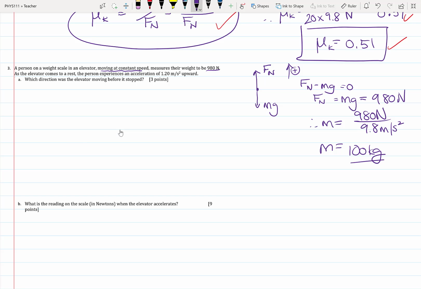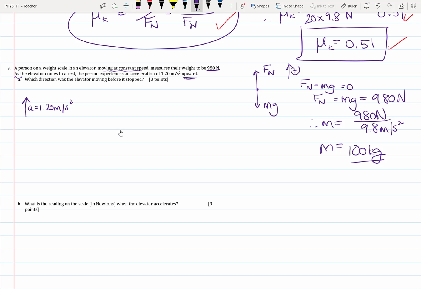Now I can move to the second part of the question. As the elevator comes to a rest, okay, so the elevator comes to a stop, the person experiences an acceleration of 1.2 meters per second squared. And they tell us that it's upward. All right. So the person experiences an acceleration of 1.20 meters per second squared upwards.